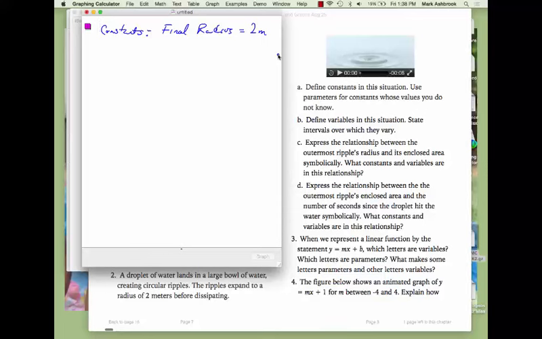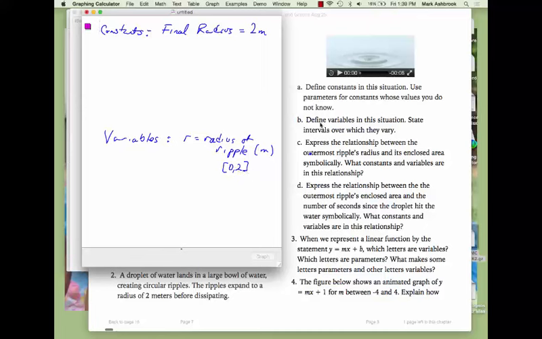Okay, what about the radius of a ripple? Constant or changing? Changing, so we want a variable for that, so we'll do variables down here. We can call r the radius of the ripple, and we want to specify units, meters. Because they said the largest radius was 2, that gives us our domain for that variable. What's the domain? 0 to 2, including 0 and 2.